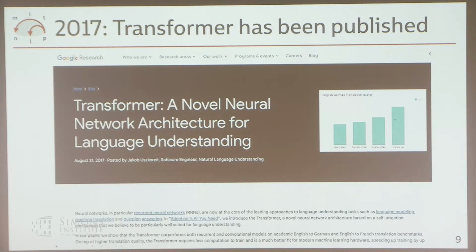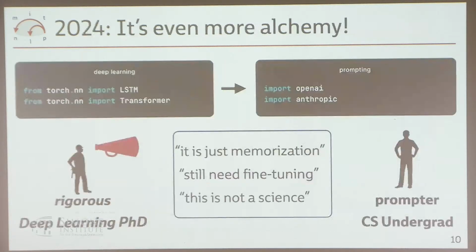But the same year Rahimi gave this talk, the transformer paper was also published. This paper revolutionized the field even more and created the landscape of research that we are doing today. After 7 years, we have even more alchemy to understand. And interestingly, the tables have turned. Now the deep learning student becomes a little bit rigorous and blames the computer science undergrad who prompts well and beat their scores.